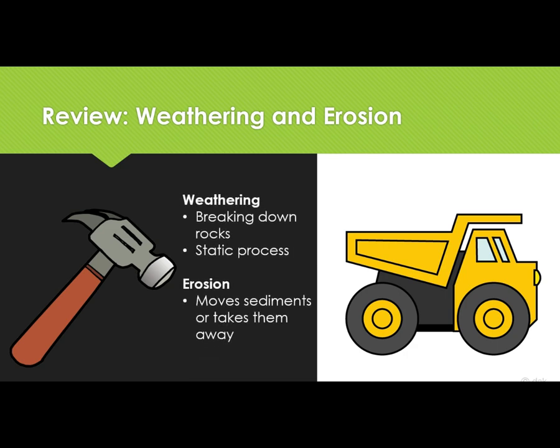So, we know that weathering breaks down rocks, and it's a static process. A static process meaning it's a process that doesn't involve movement. It just involves breaking the rocks, but the rocks don't actually go anywhere until they are eroded through the process of erosion. This moves the sediments or takes them away. So, weathering is just like the hammer, whereas erosion is like the dump truck. Okay? It's two kind of easy ways for you to remember the difference between weathering and erosion.